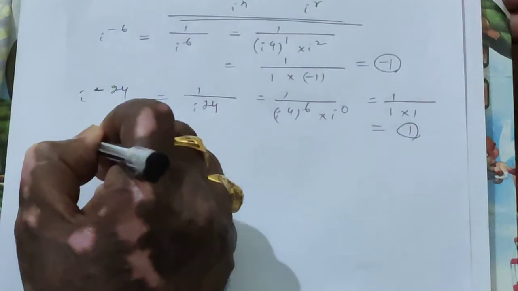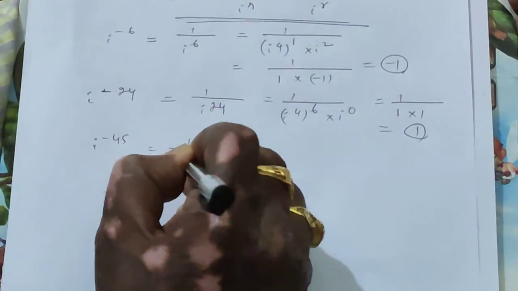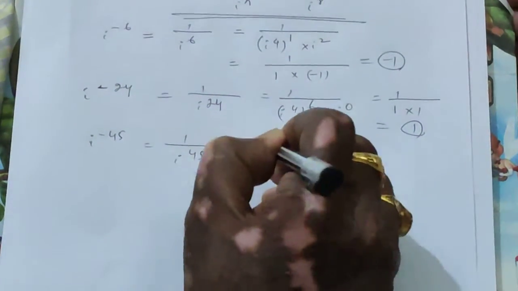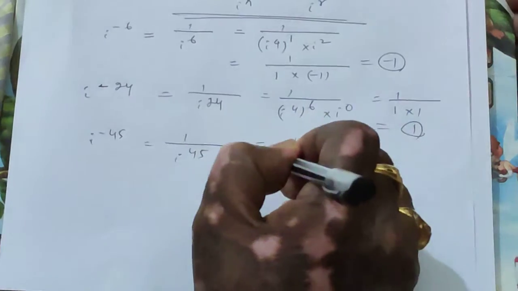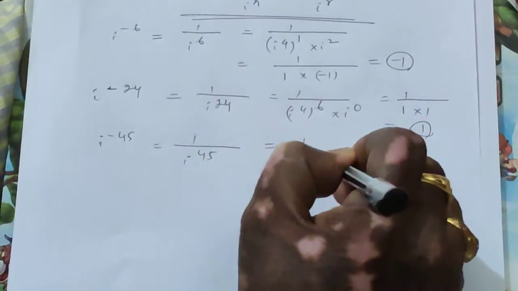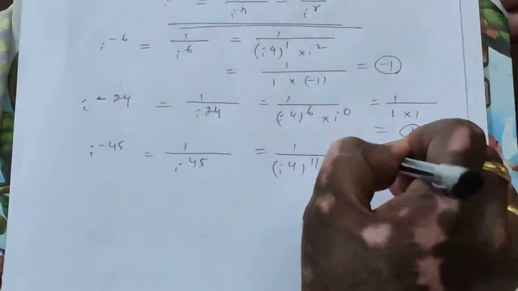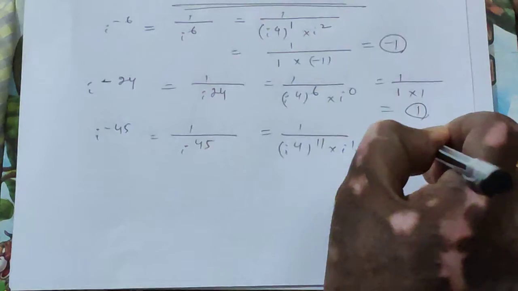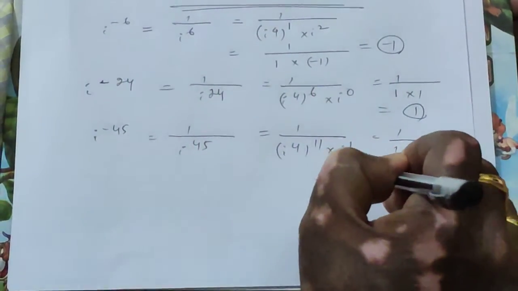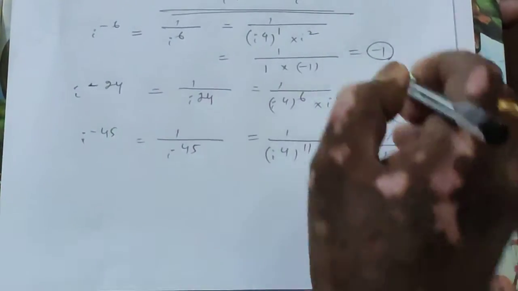Let i to the power minus 45 equals 1 by i to the power 45, equals 1 by (i to the power 4) to the power 11 into i to the power 1, equals 1 by 1 into i, equals 1 by i. This 1 by i is minus i.